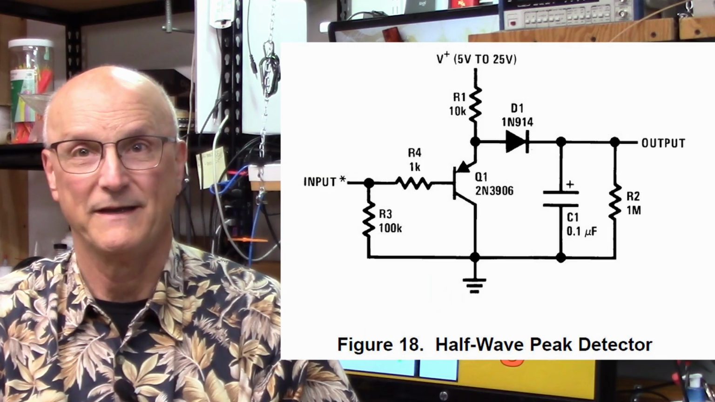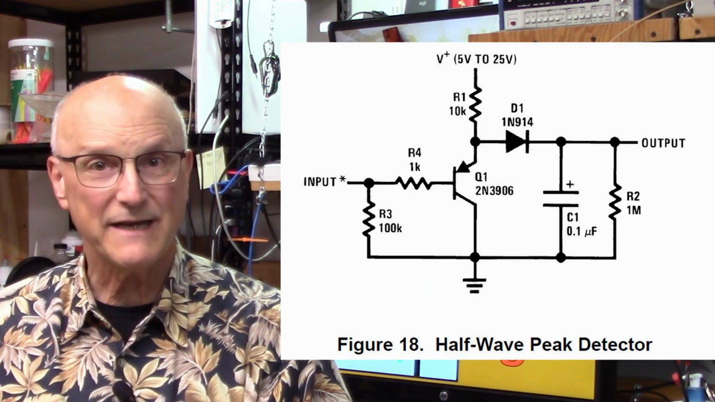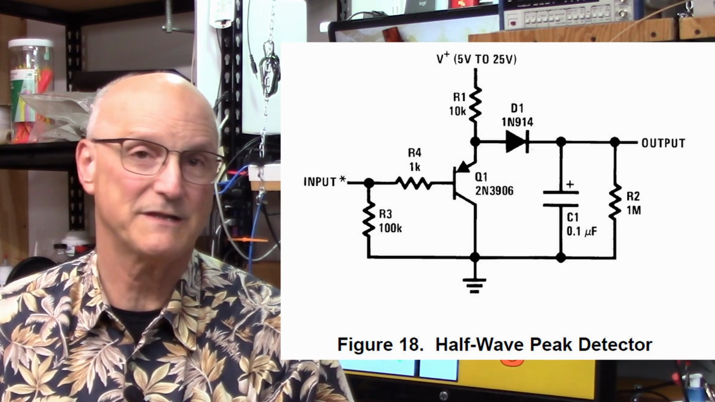This is where the beauty of datasheets shines through. Going to page 12 of the LM3916 datasheet, we find a half-wave peak detector in figure 18. It looks like this. This provides a DC output which tracks the peak value of the incoming signal.